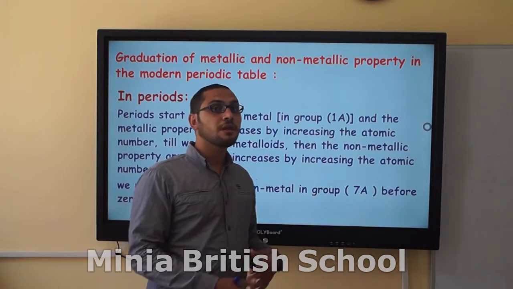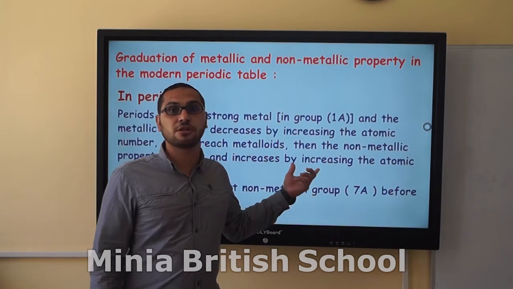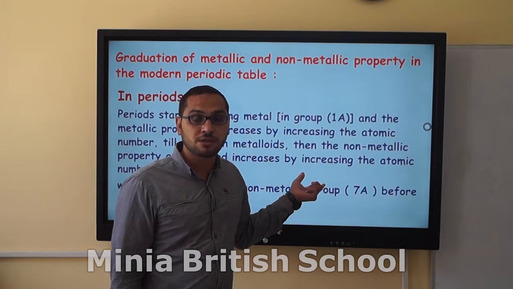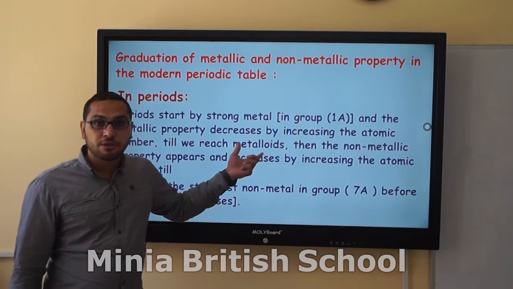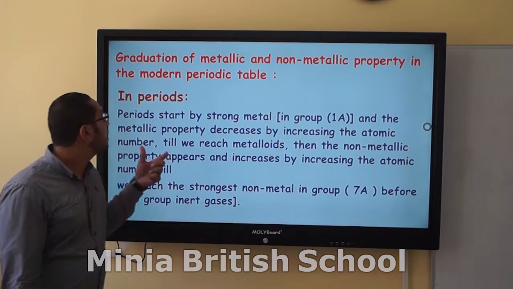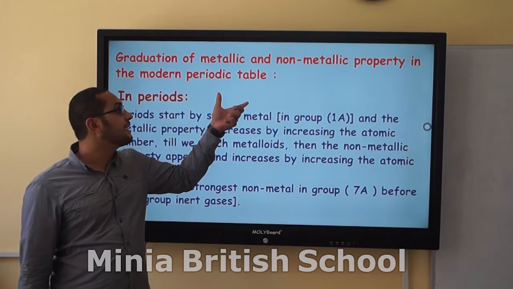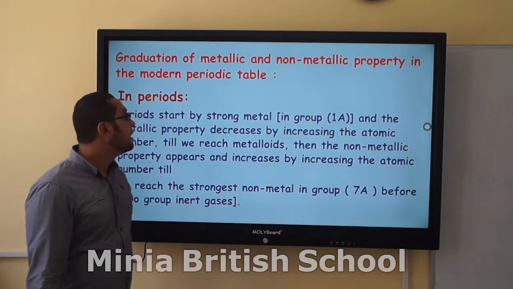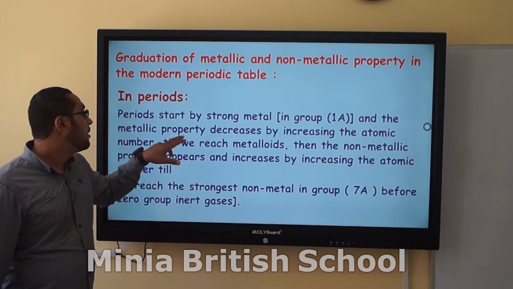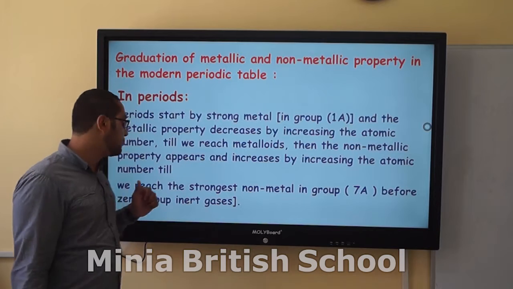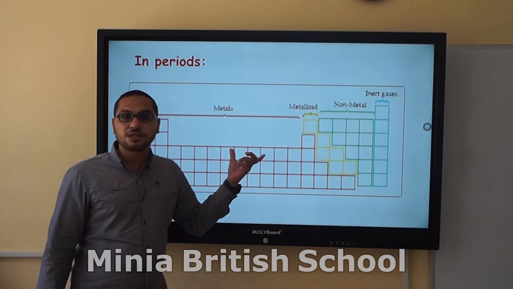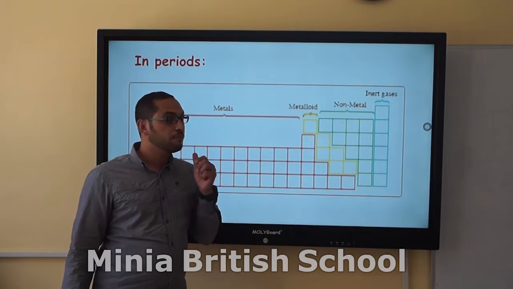Today, we will continue the previous lesson about the graduation of the properties of elements and the modern periodic table. Let's start with graduation of metallic and non-metallic property in the modern periodic table. The first one, periods. As you can see, this is the modern periodic table.